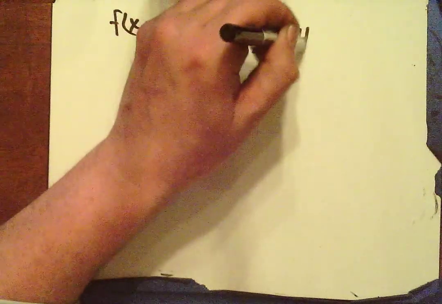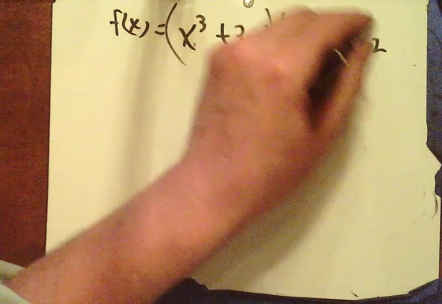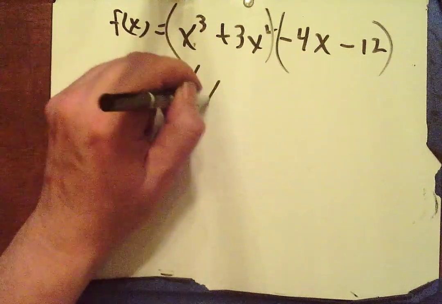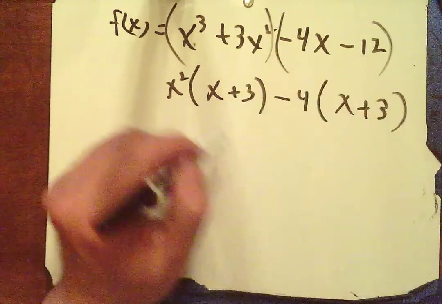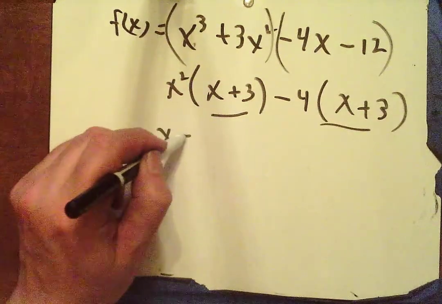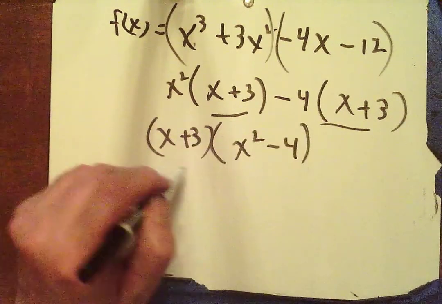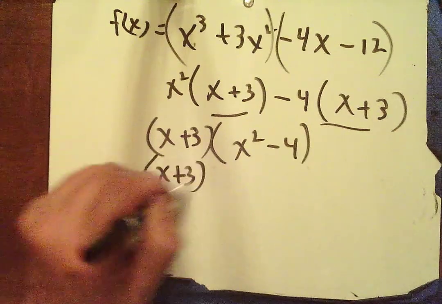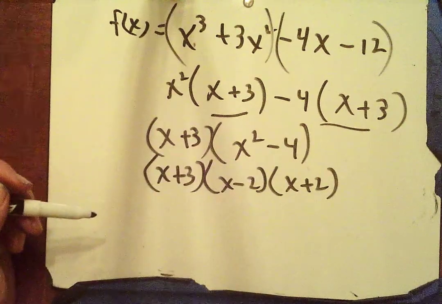Graph with exact x-intercepts. f of x equals x to the third plus 3x squared minus 4x minus 12. Hey, that's factorable. I can do factor by grouping there. I pull out an x squared, I have x plus 3. I pull out a negative 4, I have x plus 3. I factor out that GCF, and I'm left with x squared minus 4. A difference of squares. So we've got x plus 3, x minus 2, x plus 2. Everybody has a multiplicity of 1.